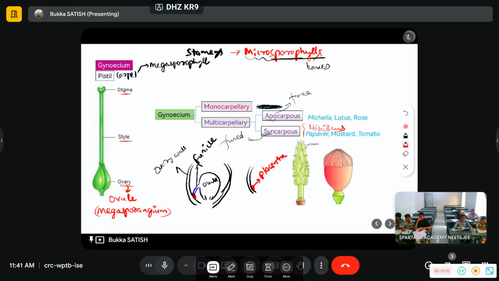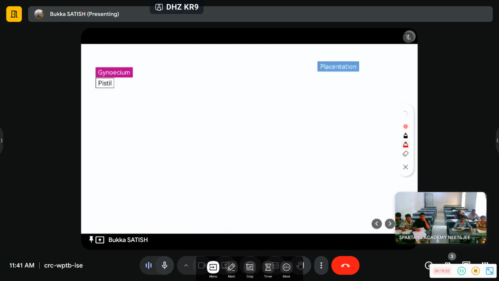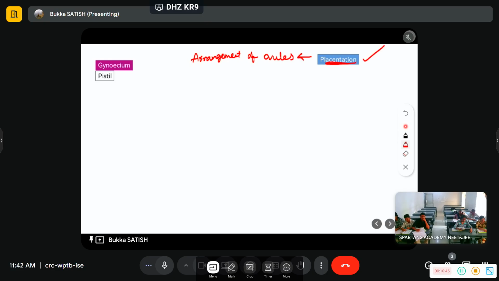Is it clear? So when we say placentation, basically we are talking about what? Arrangement of ovules only. Arrangement of ovules, where inside the ovary. That arrangement is what we call placentation. Why do we use the term placentation? Because it is the placenta where this ovule is attached. So placenta is basically one cushion-like structure on which the ovule is attached.